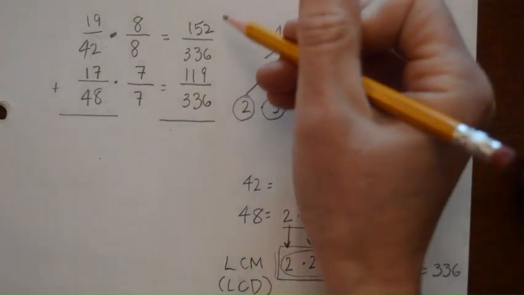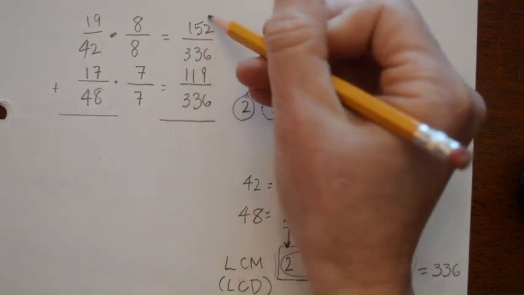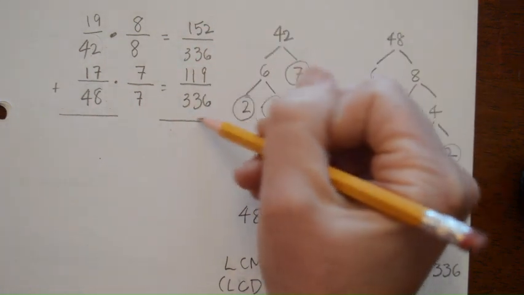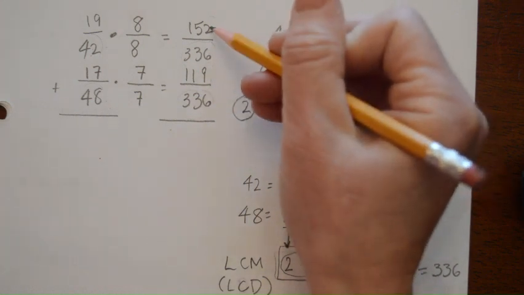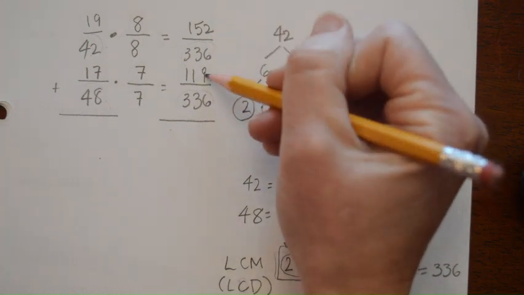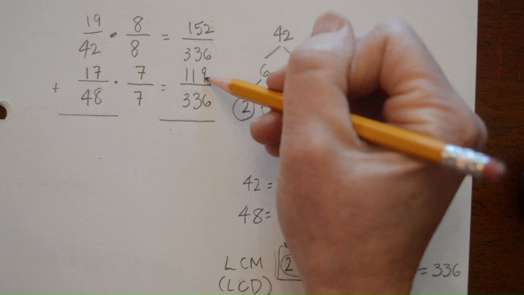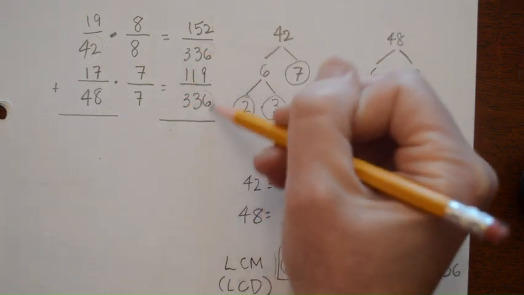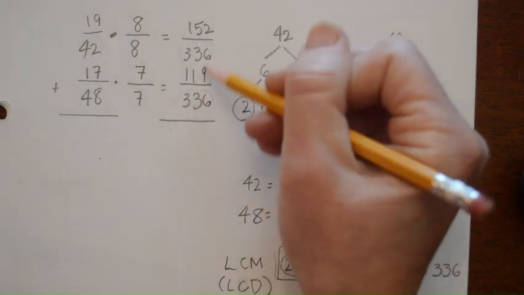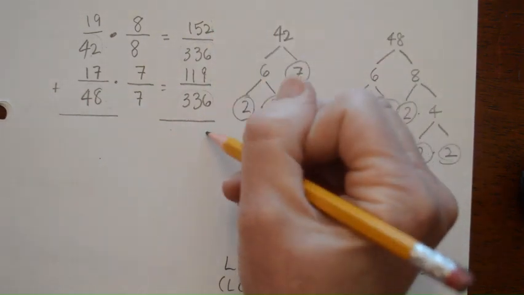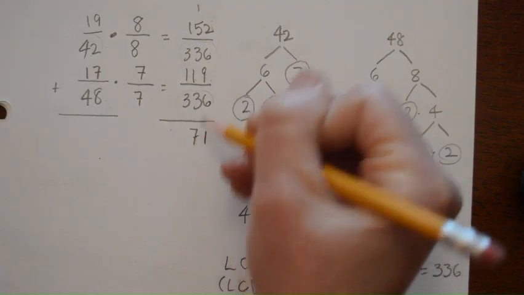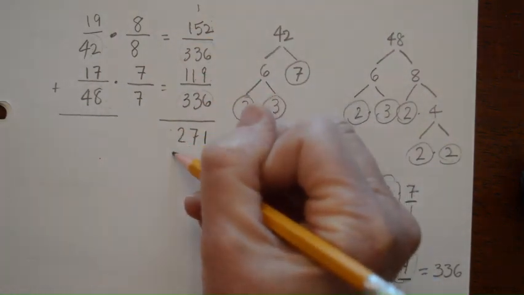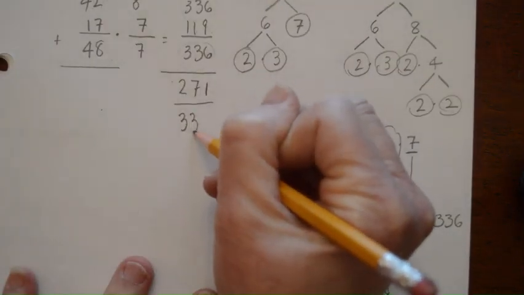Right, and just again, as we did before, we're just going to add the numerators because these denominators are acting like a noun, like 152 puppies plus 119 puppies. We just add the numerators because that's telling us how many we have, and the 336 is telling us what we have. All right, so 2 plus 9 is 11. 5 plus 1 is 6 plus 1 is 7, and 1 plus 1 is 2 over 336.